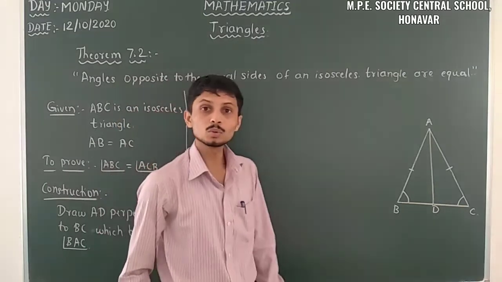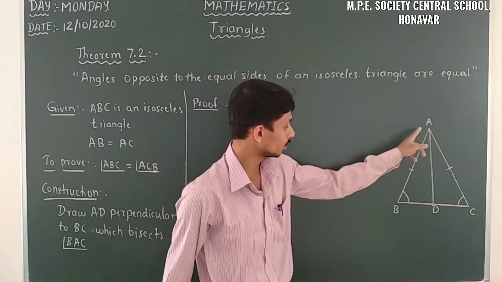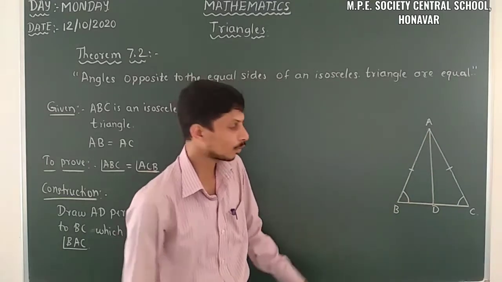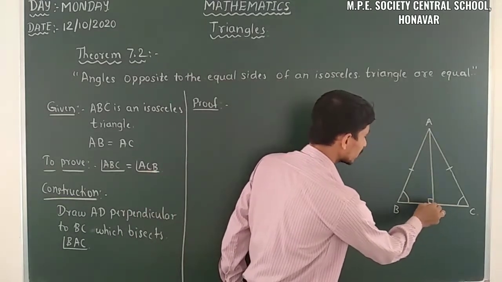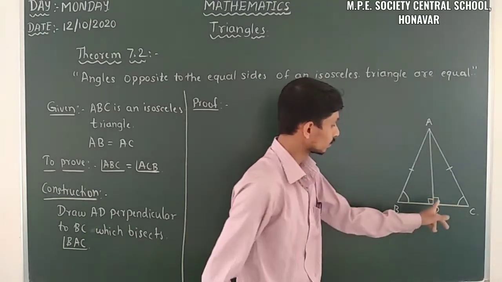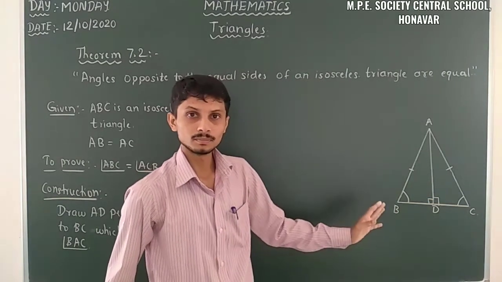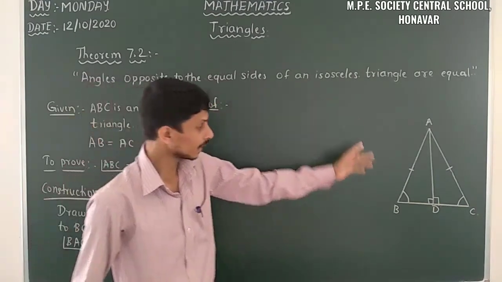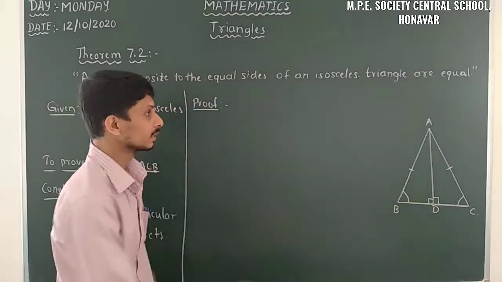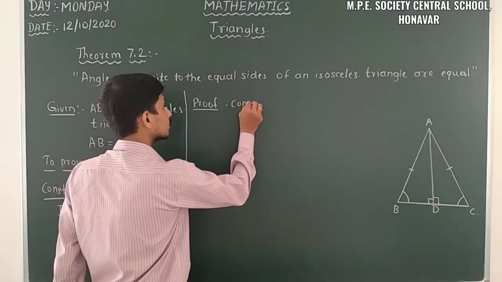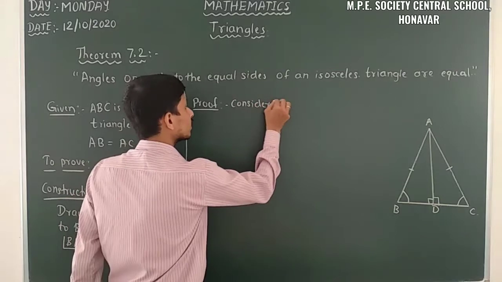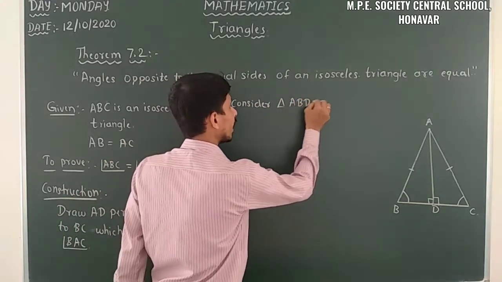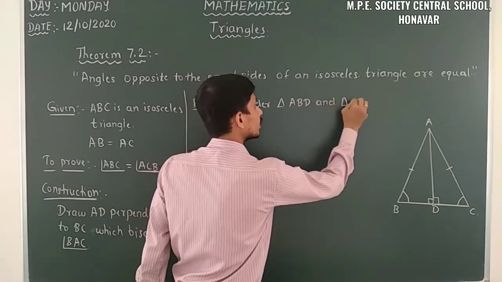So here there are two triangles formed. One is ABD and another is ACD. So those two angles are formed. Here it is a perpendicular, which means those two angles are 90 degrees. Then let us prove that. Consider triangle ABD and triangle ACD.